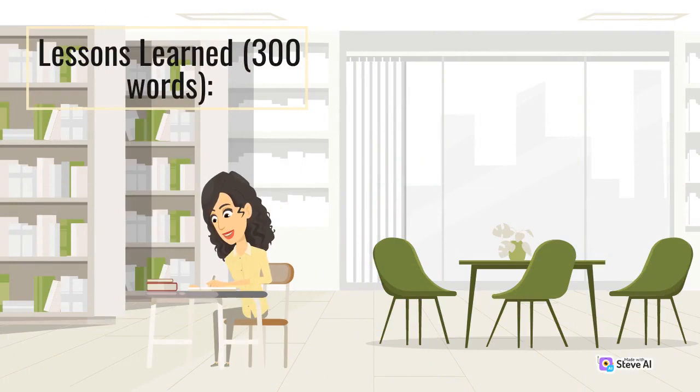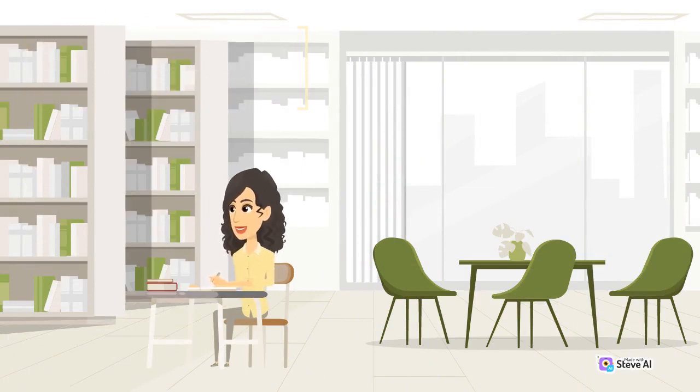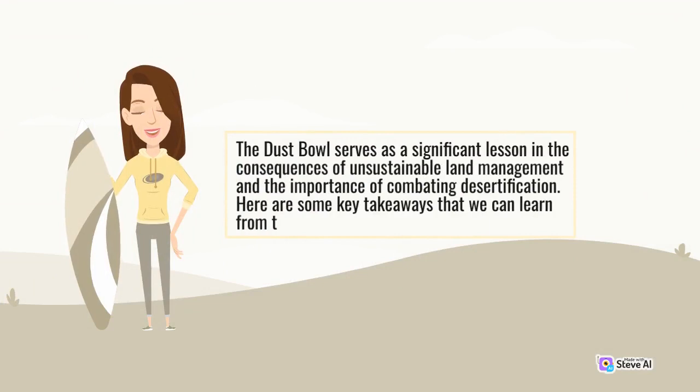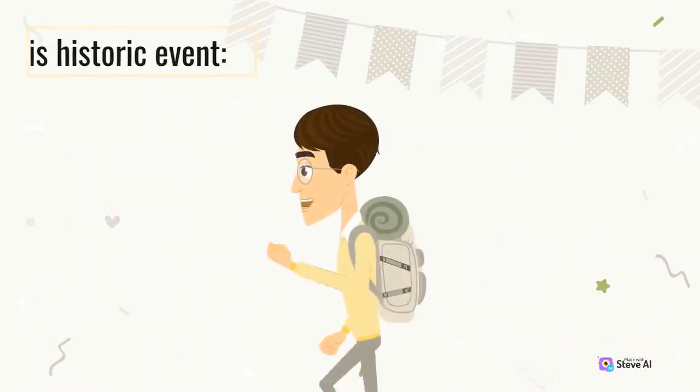Lessons learned. The Dust Bowl serves as a significant lesson in the consequences of unsustainable land management and the importance of combating desertification. Here are some key takeaways that we can learn from this historic event.